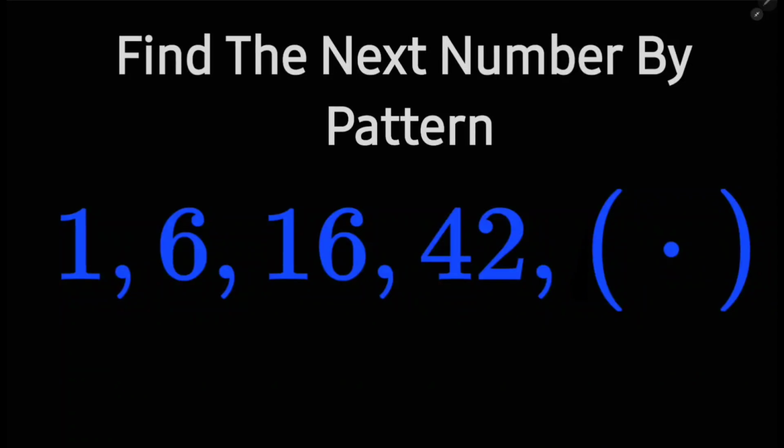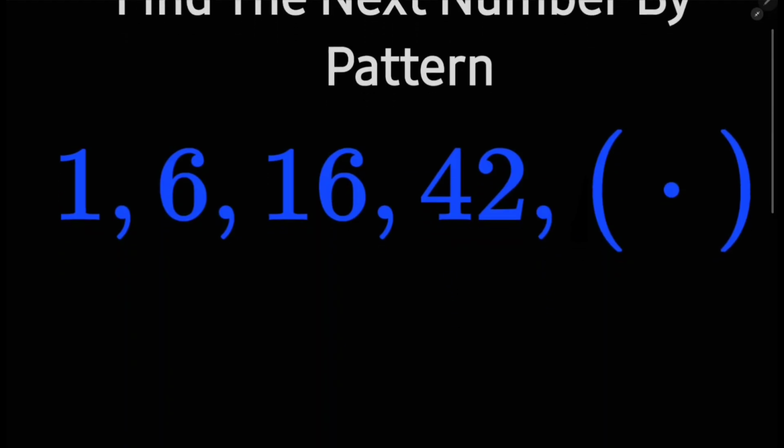Today we're going to be solving a simple pattern problem again, where we have 1, 6, 16, and 42. Just looking at the question, most students will be like, how can I actually get a pattern on this? But if we check, 1 to 6 is plus 5, and then 6 to 16 is plus 10, then 16 to 42. You see that it's actually not having a good pattern.